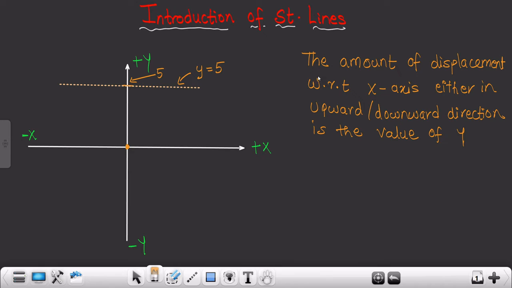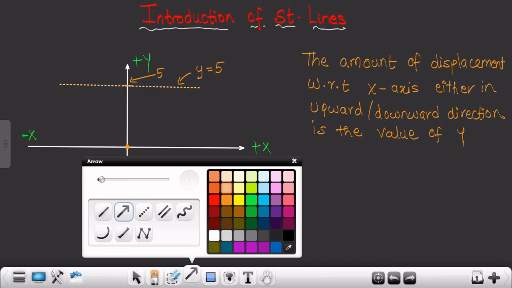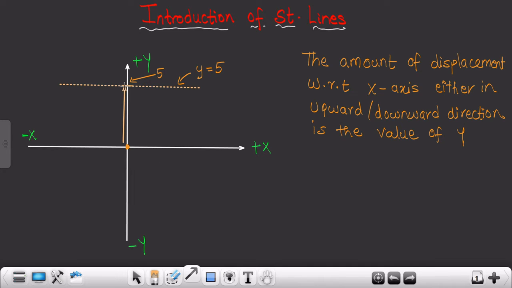Over here, as we had seen, the amount of displacement with respect to the x-axis. So this was your x-axis, right? The amount of displacement with respect to the x-axis, that will give you the value of y, right? I hope now you are getting my point.